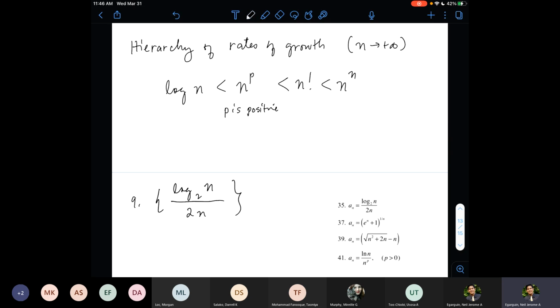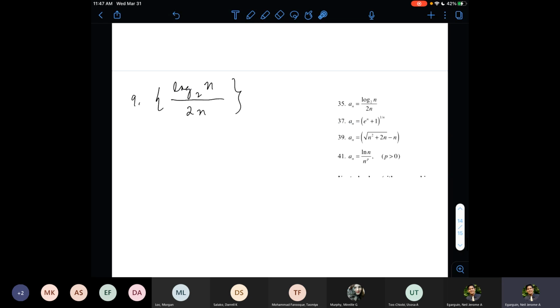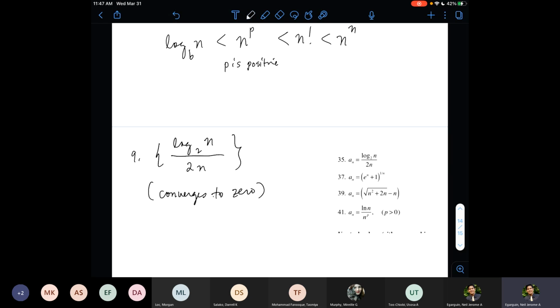If you go to the hierarchy of rates of growth that I listed here, the numerator is a logarithm, so it is here. It works for any base. Probably I'll say b as any base there, right? So it is the slowest growing function. 2n is sort of n. So definitely the denominator grows faster than the numerator. So we have a hunch that this converges to 0, right? Because 2n grows a lot faster than logarithm of n to the base 2, right?